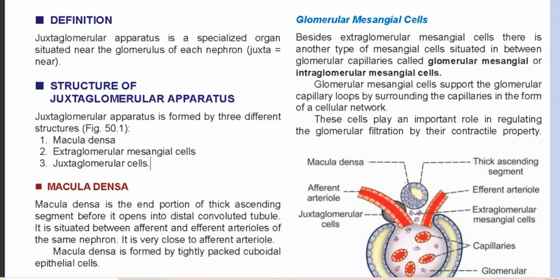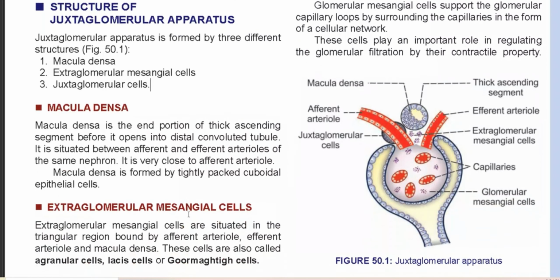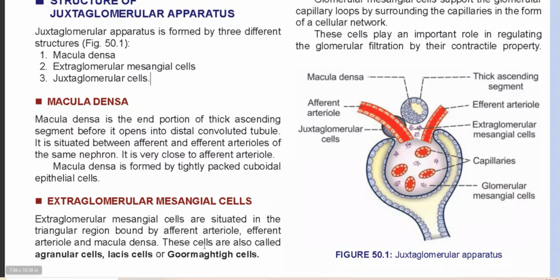And now if you see the extraglomerular mesangial cells, this is also sometimes called the lacis cell, and it is situated in a triangular region bound by the afferent arteriole, efferent arteriole, and macula densa. So this is the triangular region. So extraglomerular mesangial cells are situated in this region.